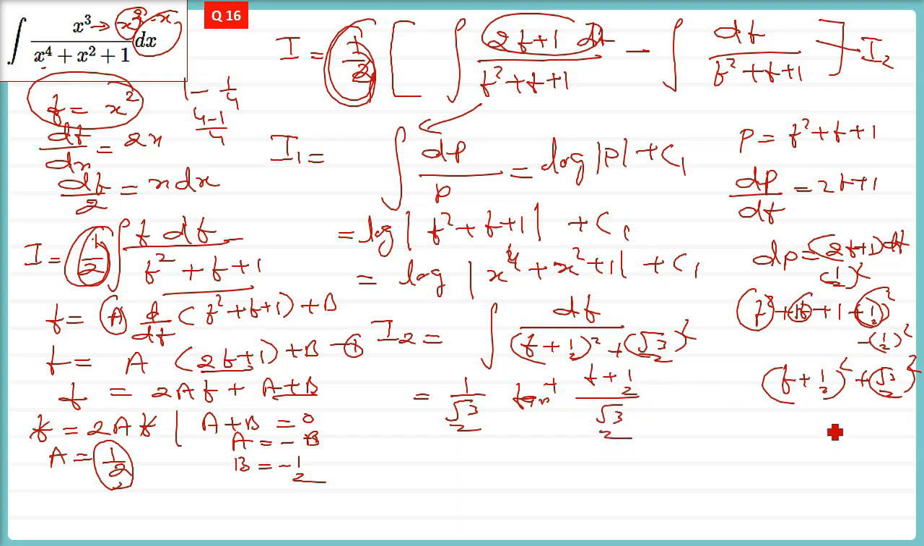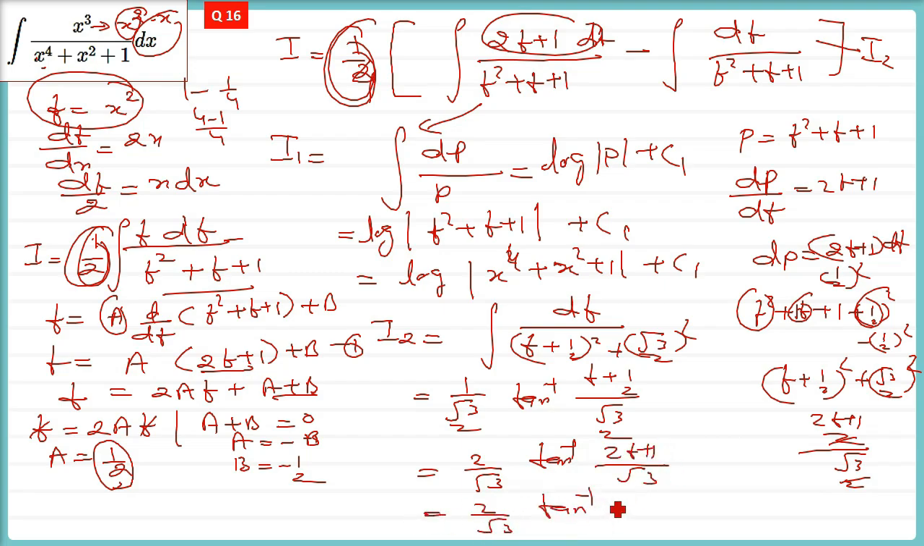Now t plus half can be written as 2t plus 1 divided by 2. Root 3 by 2 is root 3 by 2. 2 gets cancelled. 2t plus 1 divided by root 3. So this 1 by root 3 by 2 becomes 2 by root 3 tan inverse of 2t plus 1 divided by root 3. Now you can just jump into x square. t was initially x square. So 2x square plus 1 divided by root 3 will come. It's root 3, not 3. So just change it, and since the negative is here, write the negative sign.